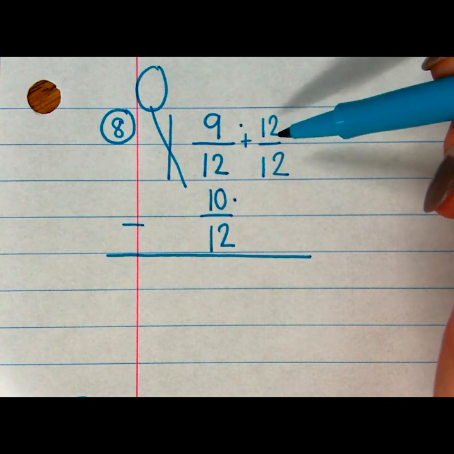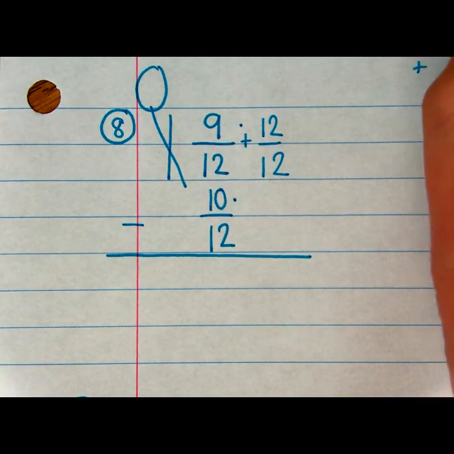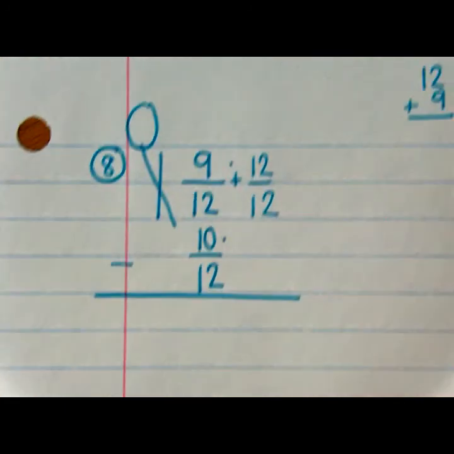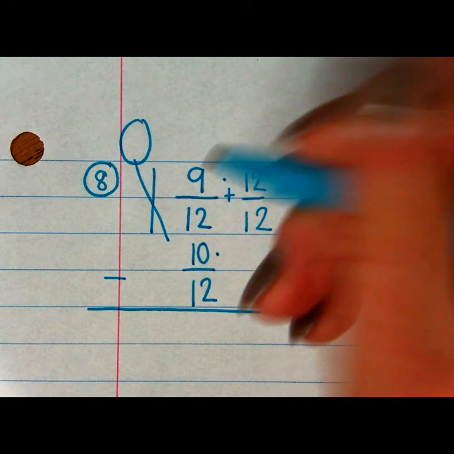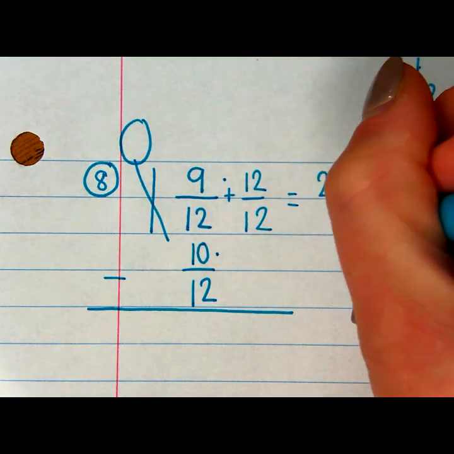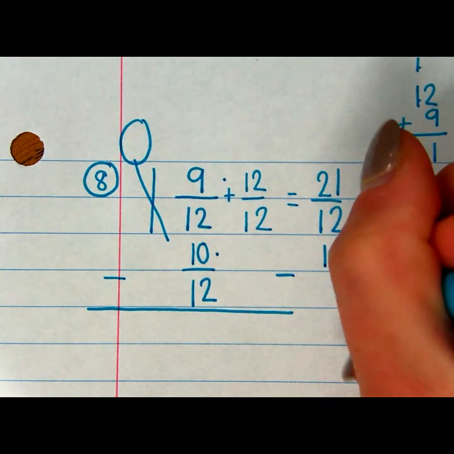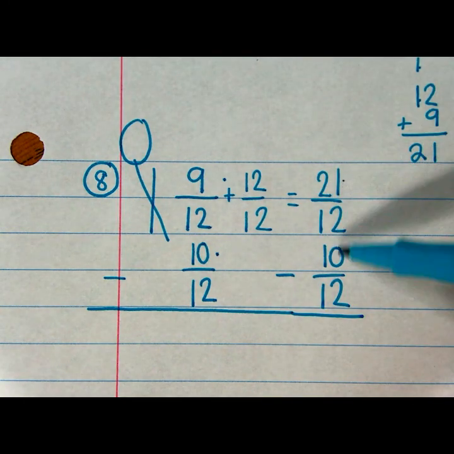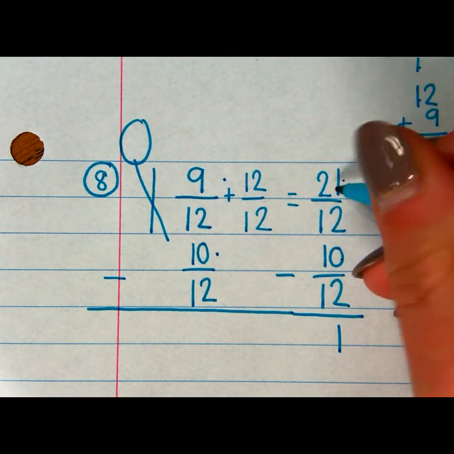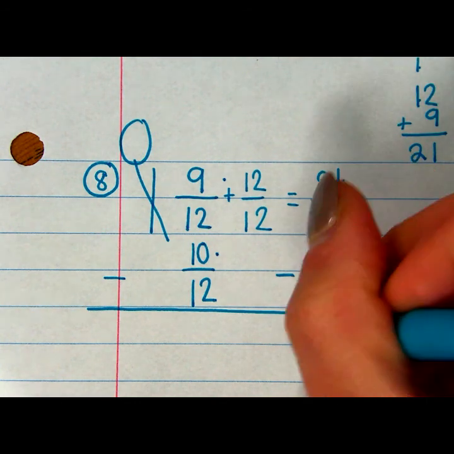When I add 9 plus 12, let's see here, 12 plus 9, I know that 9 plus 2, 9, 10, 11, put the 1 here, carry the 1, 1 plus 1 is 2, so I have a total of 21 twelfths. And now I'm going to take away from that my 10 twelfths. I can do that subtraction. 1 minus 0 leaves me with 1. 2 minus 1 leaves me with 1. So I have a total of 11 twelfths.